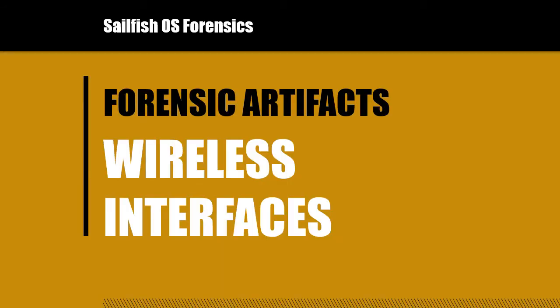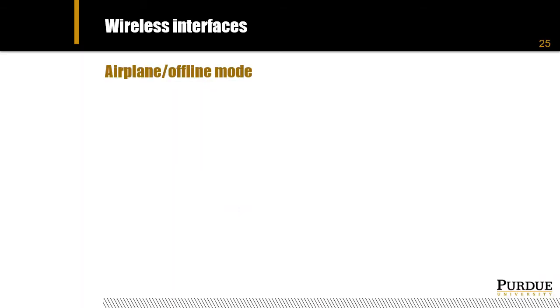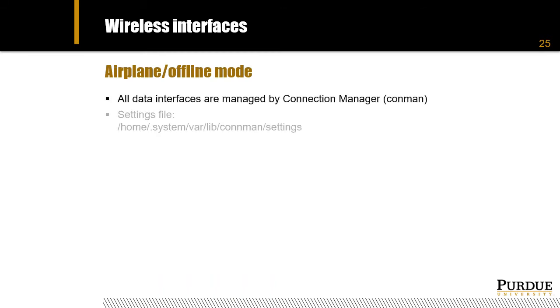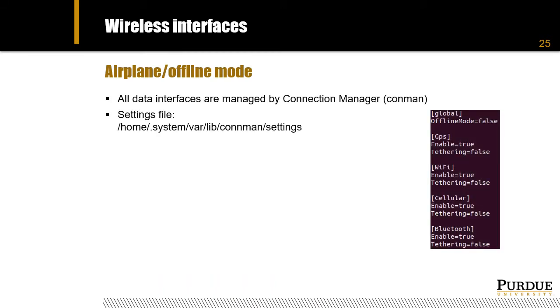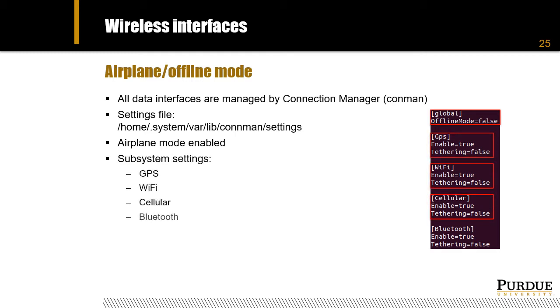This section covers the artifacts pertaining to wireless interfaces. As previously mentioned, all network layer connectivity is managed by the connection manager, and its settings are stored in /home/.system/var/lib/connman. Within this directory, the settings file represents the state of the different subsystems. If the phone is switched to airplane mode, the offline mode variable within the global section will be switched to true. Similarly with GPS, Wi-Fi, cellular, and Bluetooth sections.